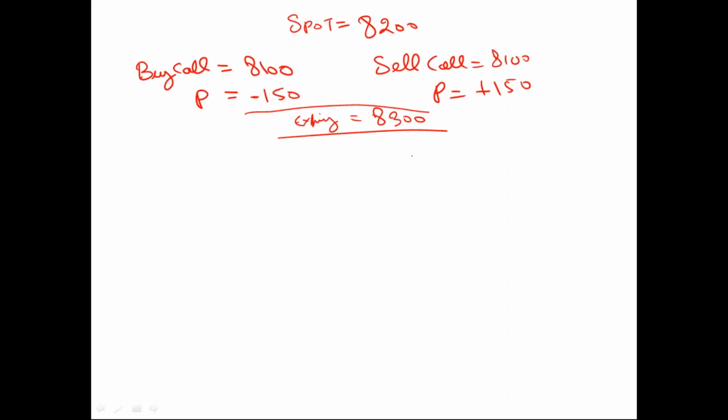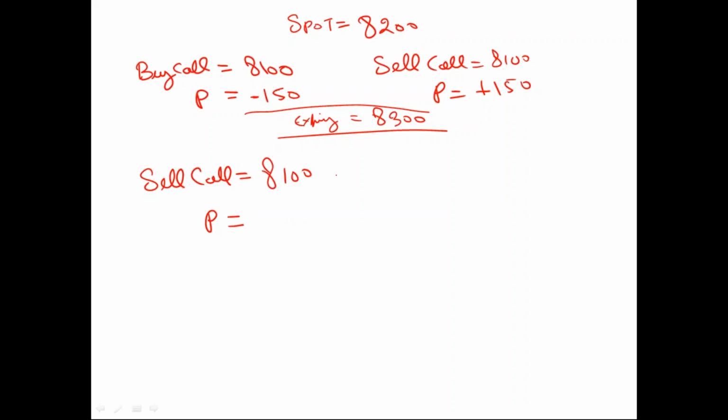What will happen in this case? Now check out. You have to sell the call to close the position. When you sell the call, you receive premium. Which call will you sell? The one you bought. You bought at 8,100, so you have to sell this 8,100 call. And the premium you're going to receive, what would that be?